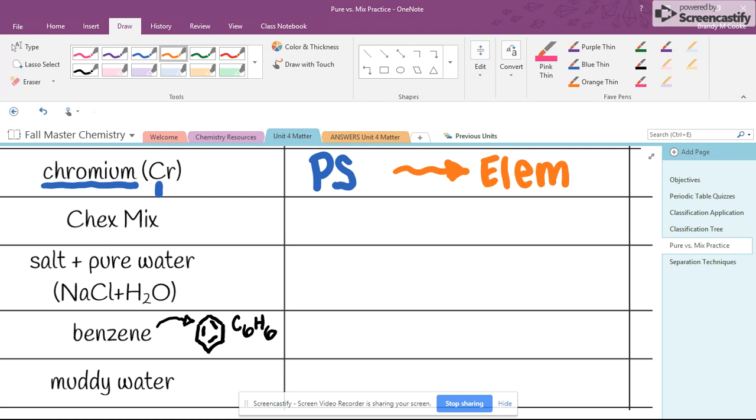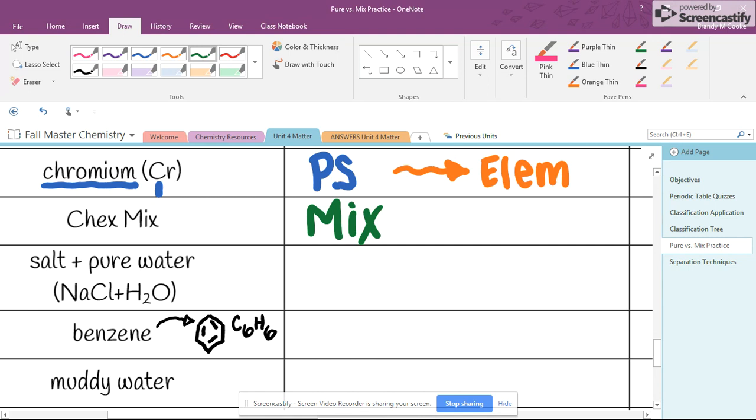So next we have Chex Mix. Think about Chex Mix. Is that a pure substance? Name what's in Chex Mix. If you can name ingredients of something, it is not pure. Chex Mix is made of Chex cereal and sugar and pretzels and salt, and there's a lot of stuff in it, and I can name those things. So if you can name more than one ingredient, then it has to be a mixture. That is 100% a mixture.